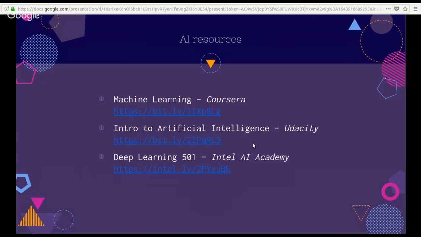And then I would also suggest you check out the Intel AI Academy. They have this class called Deep Learning 501, which is a very short class, but it's very focused on the point, and they'll teach you how to use Keras, this very good AI library for doing deep learning. So just go check these resources out.